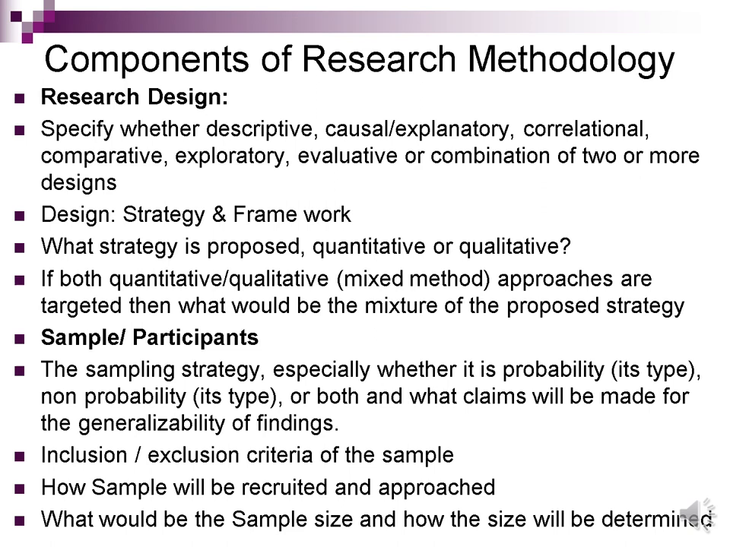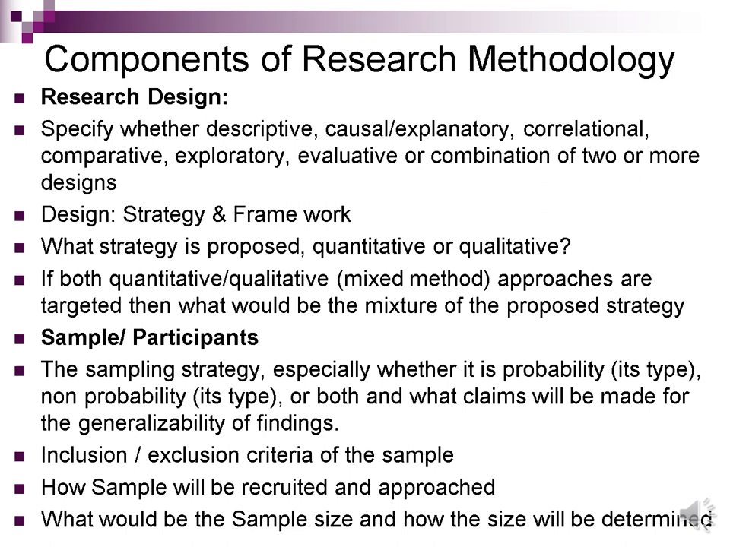Some important components of the research methodology is the research design. For example, you specify whether descriptive, causal, or explanatory, correlational, comparative, exploratory, evaluative, or combination of two or more designs. So the first important thing is, what is research design? Design strategy and framework. What strategy is proposed, quantitative and qualitative? If both qualitative and quantitative, that is mixed method approaches, are targeted, what could be the mixture of the proposed strategy? The next is your sampling design and the participants.